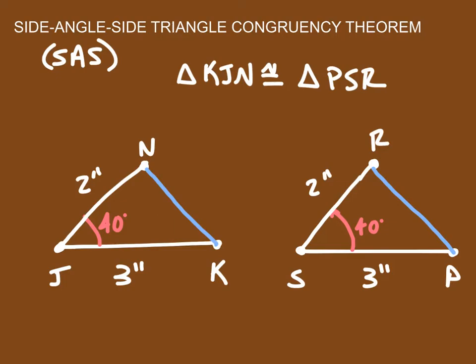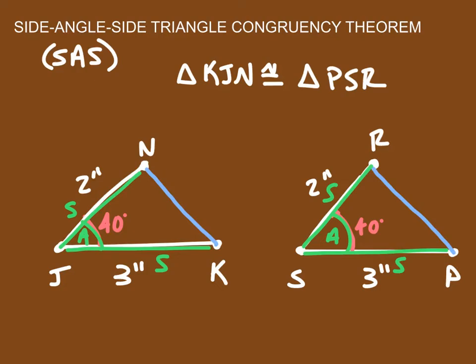Think about what you were given. You're given a side length, an included angle, and another side. And the same thing happens over here: a side length, the included angle, and the other side length. As I go around this triangle, clockwise or counterclockwise, it's going to read as SAS. It doesn't matter how you look at it, but you're given a side, an included angle, and a side.